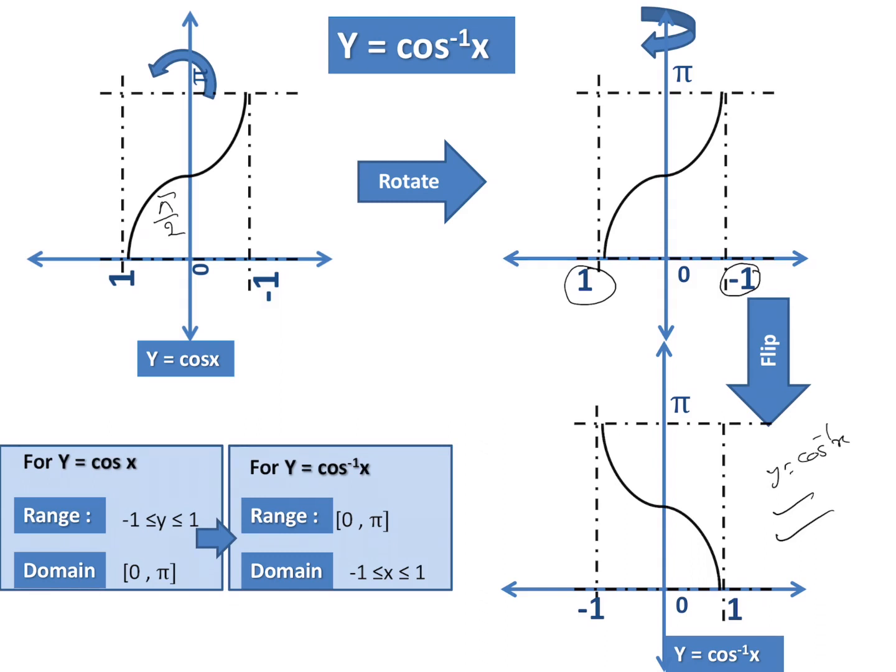Again, I would like to highlight here that the range of the cos x function is from -1 to 1. The domain of cos inverse x will also be -1 to 1. Whatever is the range of the normal function becomes the domain of the inverse function. Again, let's highlight the properties of the cos inverse x function. What we can observe from the graph is that the domain is from -1 to 1 and the range is from 0 to pi. That is the interval in which the cos inverse x function is defined.